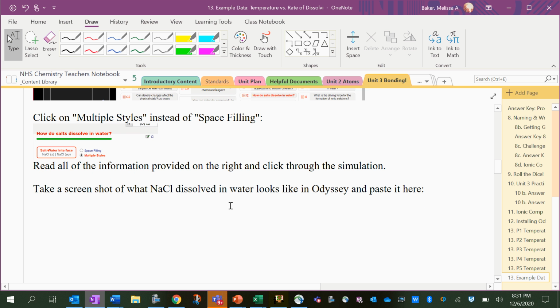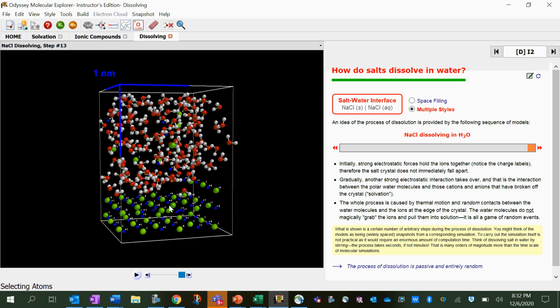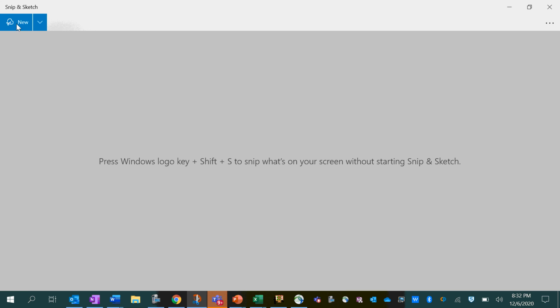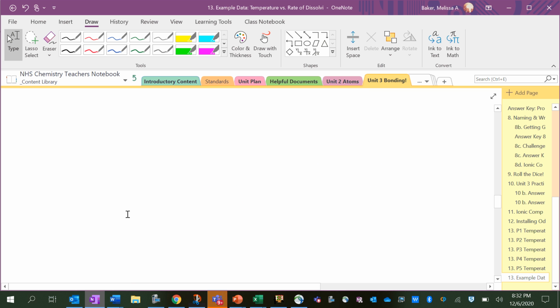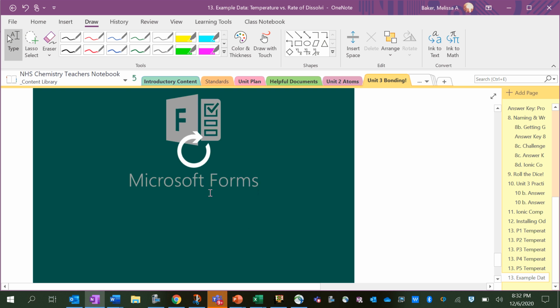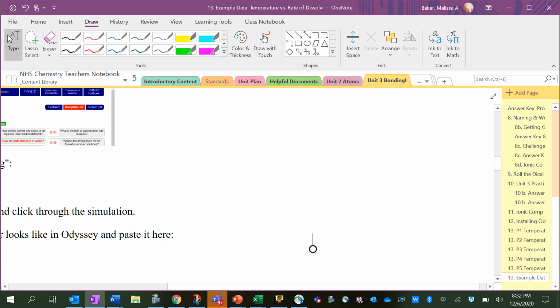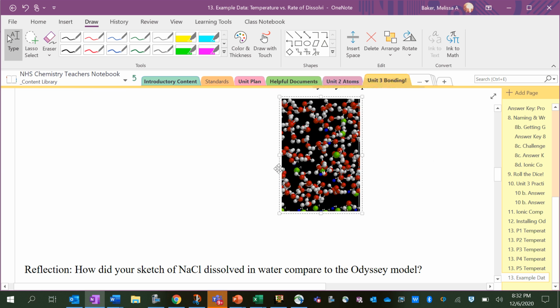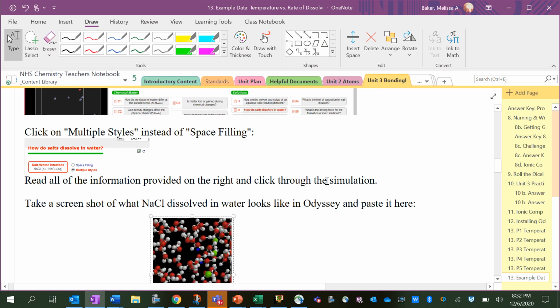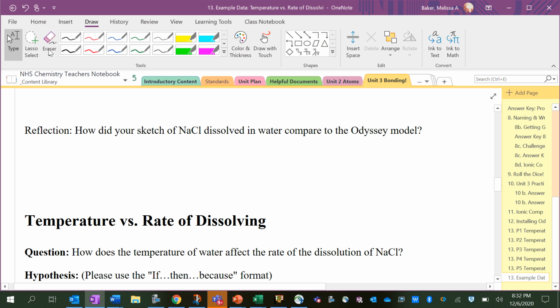Take a screenshot of what NaCl dissolved in water looks like and paste it here. So I'm going to go back to the multiple styles because it's a little bit easier to actually see the separate ions in this one. So I'll take a little screenshot and paste that here. Ooh, I did not like how I did that. Let's try this again. There we go. Thank you, OneNote.